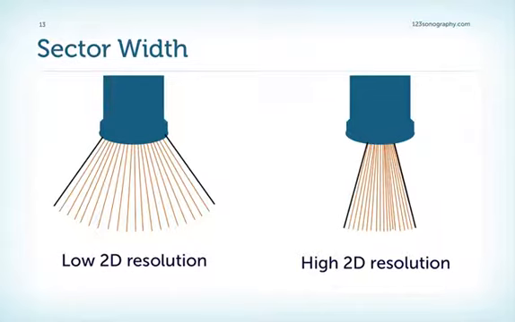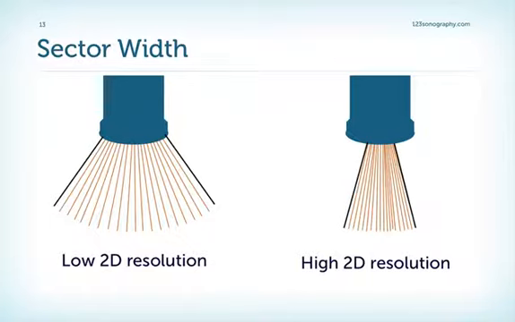Most echo machines allow you to change the width of the sector. What is that good for? Don't you want to see as much as possible? Aren't larger windows basically what you want to have in every house? Well, yes and no. If we have a wide sector, we don't have the same line density that we would if we have a smaller sector.